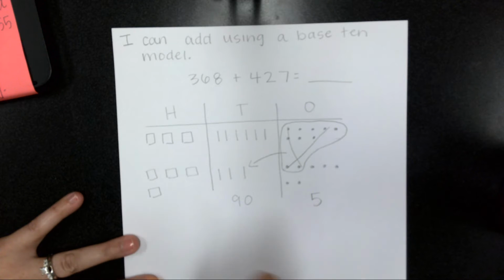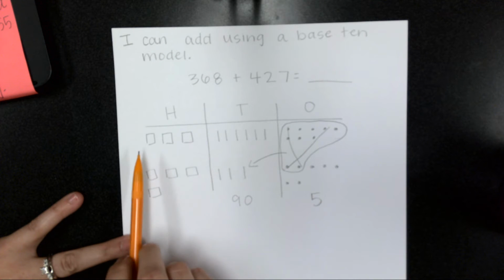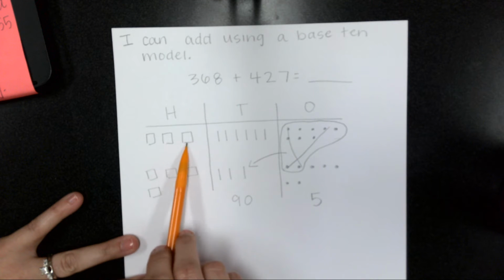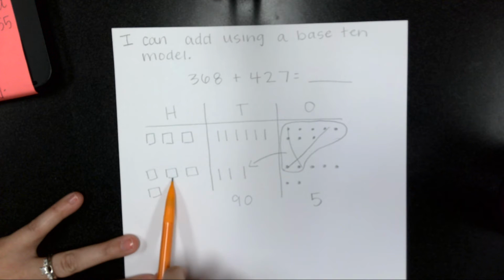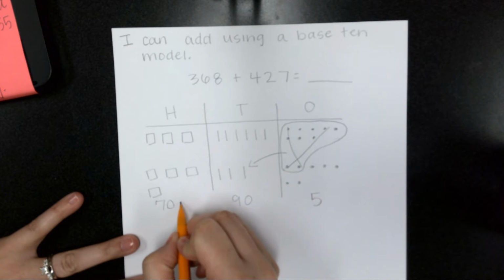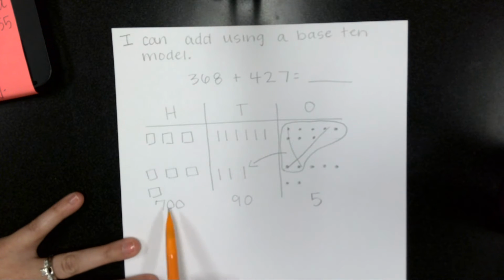So now let's jump on over to my hundreds and count my hundreds. Why don't you count them with me? 100, 200, 300, 400, 500, 600, 700. Good. Thanks for counting with me. So now I have 7 hundreds, 90 tens, and 5 ones.